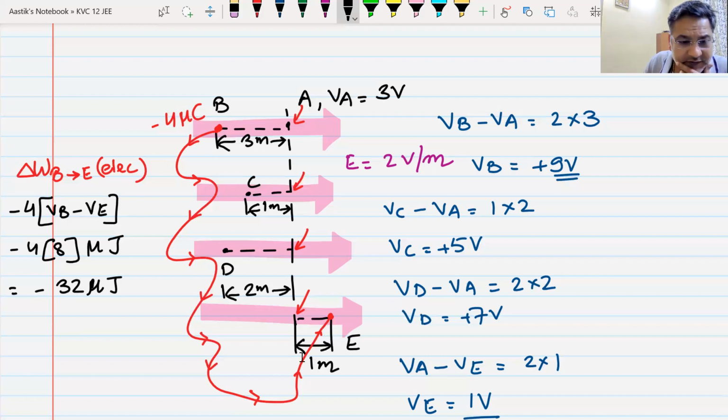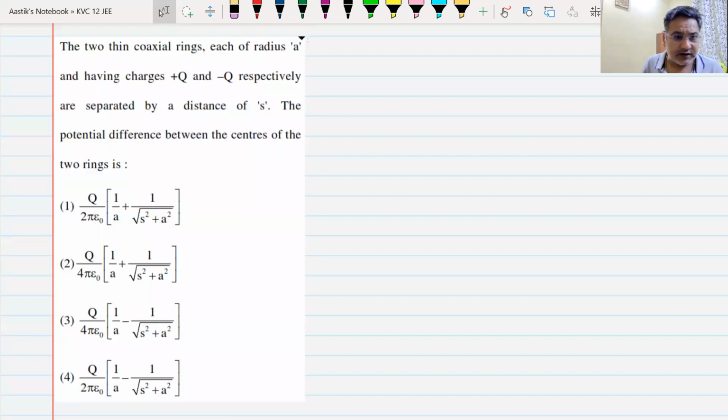Okay, this is the one I found in yesterday's paper. This is, I think, 2021. Two thin coaxial rings of radius A having charge plus q and minus q are separated by distance s. The potential difference between the centers of the rings is. I think we have done a question exactly on the same line. The only thing was I had given both charges as positive. They are given one as positive and the other one as negative. Can you find out the potential difference between the 2 points?